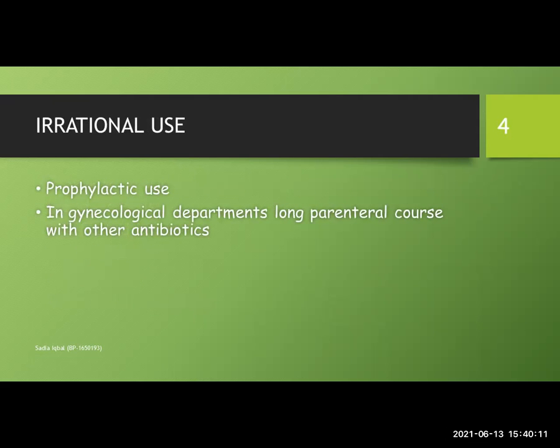Irrational use is the unjustified use of a drug. For example, there is no clinical or lab evidence of infection, but still an antibiotic is given, or prophylactic antibiotic therapy is prescribed in circumstances in which it is of unproven efficacy, or the choice of antibiotic is inappropriate.